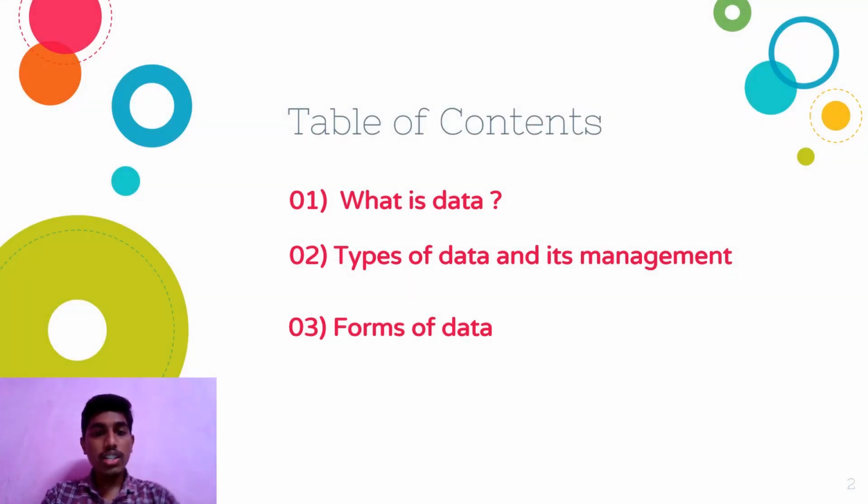I mainly divided the content into three parts. In the first part, we are going to discuss the basic idea about data and what can be done to mold it for our uses. In the second part, I am going to discuss the types of data and its management. In the third part, I am going to discuss forms of data. So let's begin.